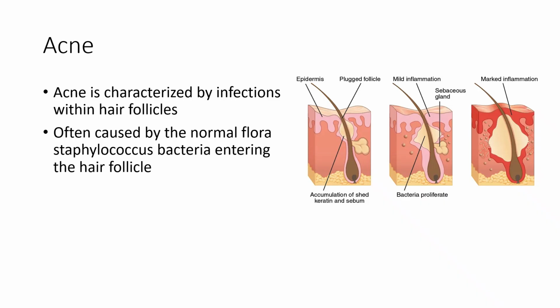Acne is another condition that we might see with skin tissue itself. So acne is where we get inflammation within the sebaceous glands, and we can get a significant inflammation. We get a little bacterial proliferation within that sebaceous area, and that gets a plugged follicle. The sebaceous gland is producing the sebum, but the follicle is plugged, and then the skin gets really inflamed. It could be caused by the normal flora, which is Staphylococcus epidermidis, just entering that hair follicle.